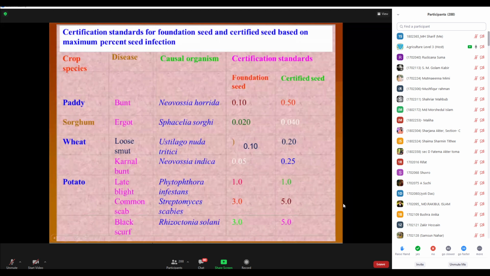Just follow the slide. If you have any problem, then I will record it. Okay. Certification standard for foundation seed and certified seed.